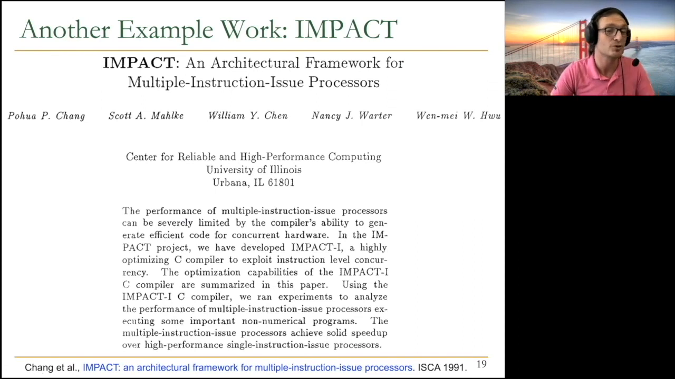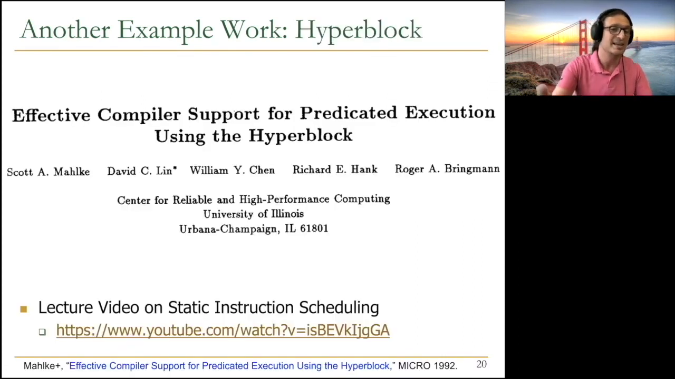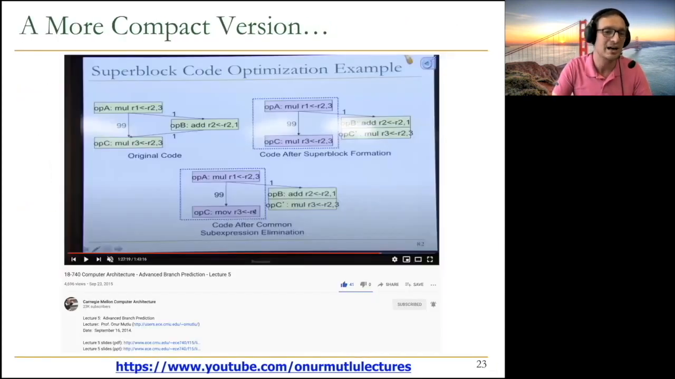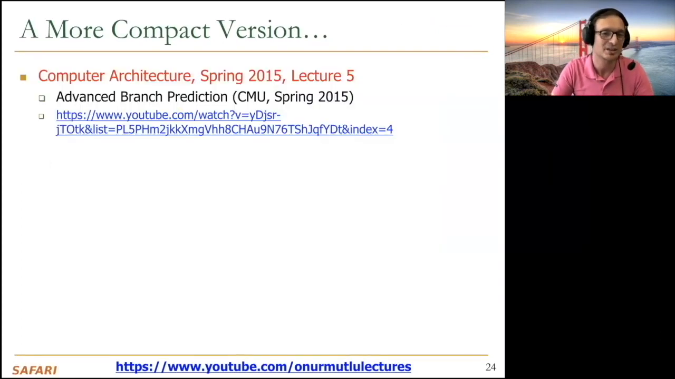This was highly influenced by the work that I showed you earlier from Josh Fisher. And this is another example of that work. Many of these works actually have won test of time awards because they've influenced modern compilers. This one is one example. Superblock is another example, actually. And if you're interested in static scheduling more, I would definitely recommend that you take a look at our lectures on static scheduling, because this is actually a lot of fun, in my opinion. And there's a more compact version that covers both branch prediction and static scheduling in a shorter way.